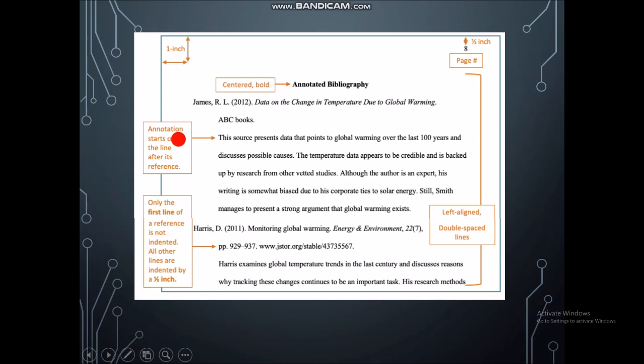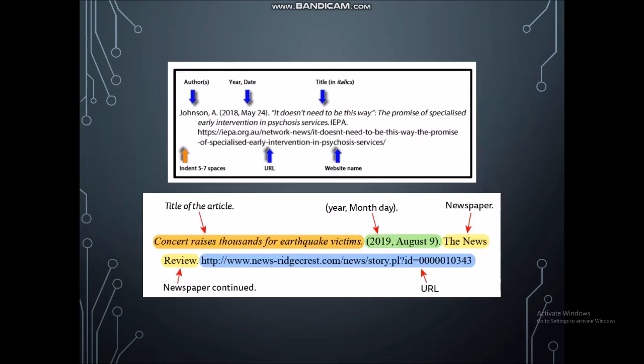Here, as you can see, the annotation starts on the line after the reference. Only the first line of the reference is not indented. All the other lines are indented by half an inch. You can see that it is double spaced, and all of it is in Times New Roman, font size 12.